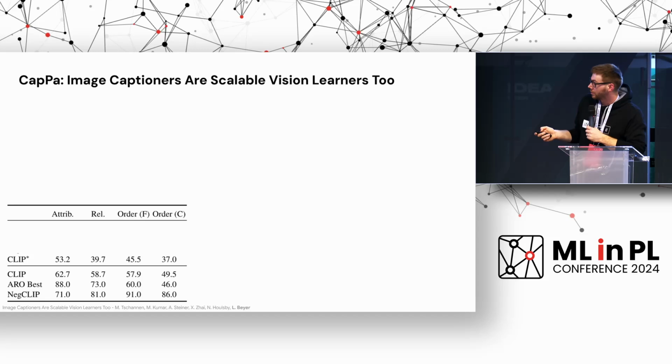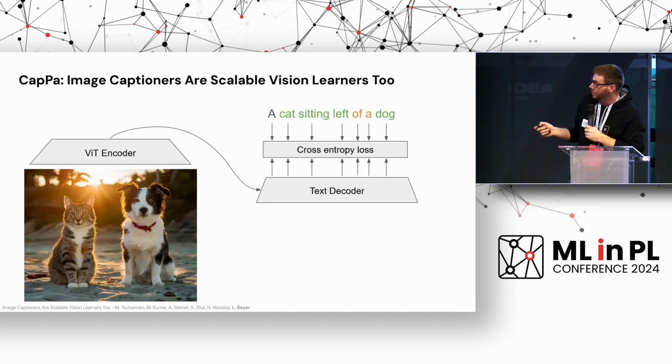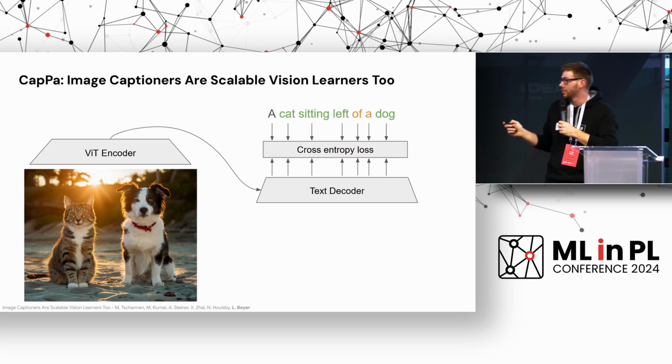And this, let's see, yeah, okay. So this we explored in the paper called CapPa, Image Captioners as Scalable Vision Learners too. So CapPa is for captioning in parallel. The parallel is a detail. It doesn't really matter.